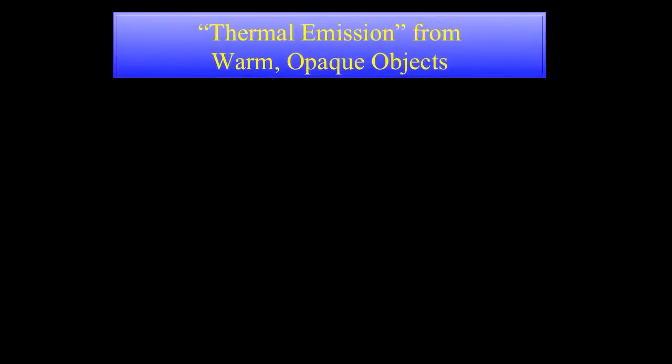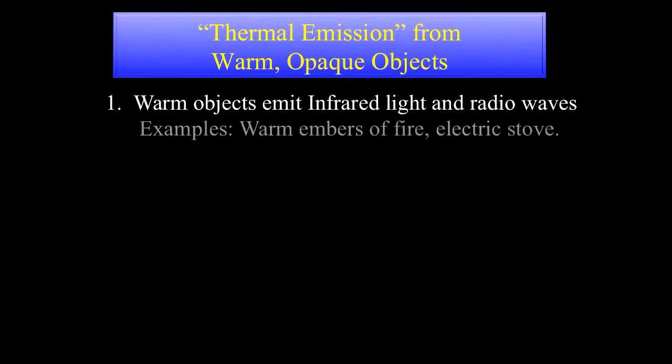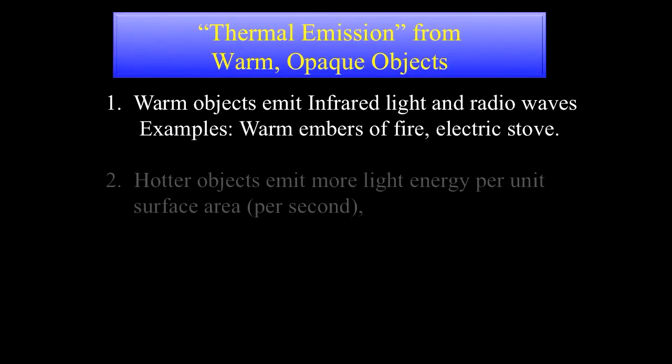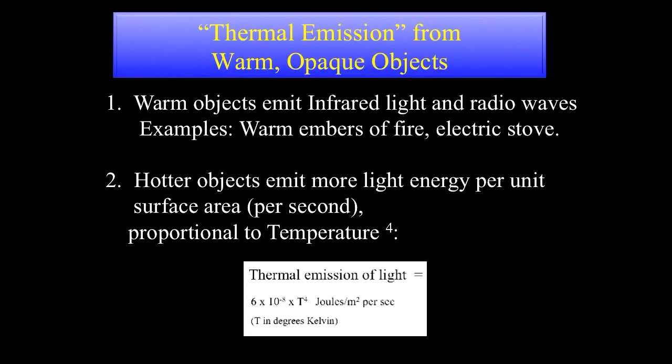So let me summarize everything that you've heard me say. I'll say it in words here. Warm objects, any object with any temperature, emits infrared light or radio waves. If it's hot enough, it might be visible light. Examples are embers of a fire or an electric stove. Hotter objects emit more thermal energy per square meter, if you will, and the amount of energy is proportional to temperature to the 4th power, as I've already mentioned.